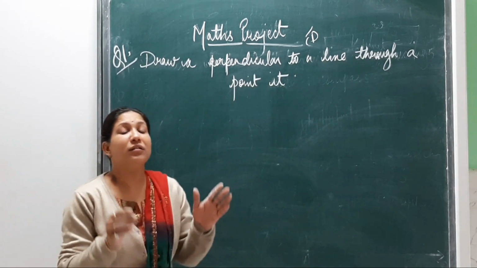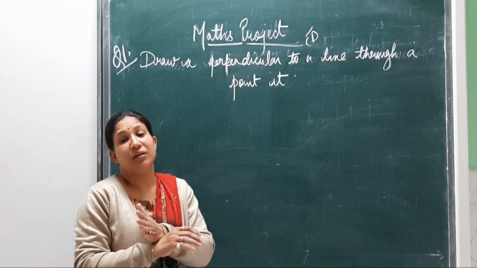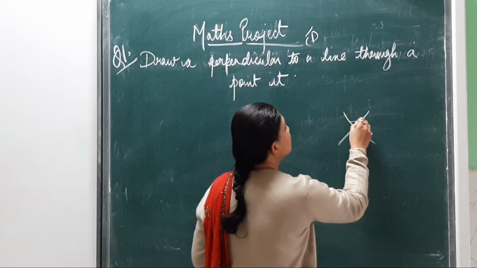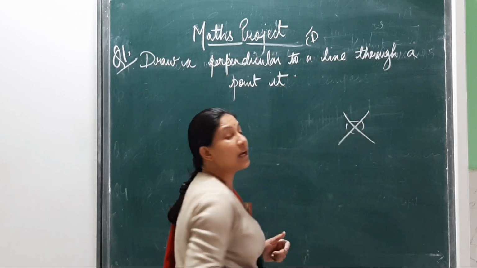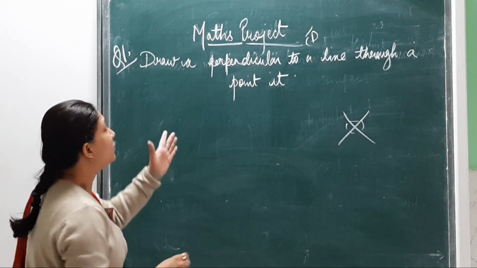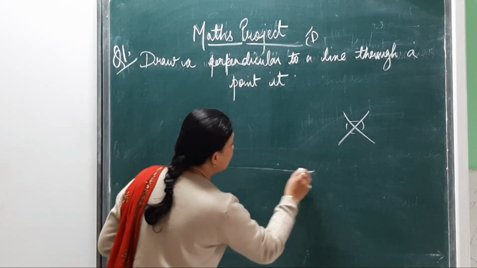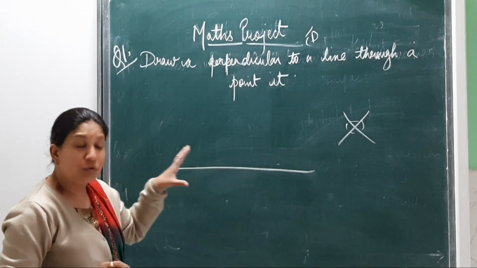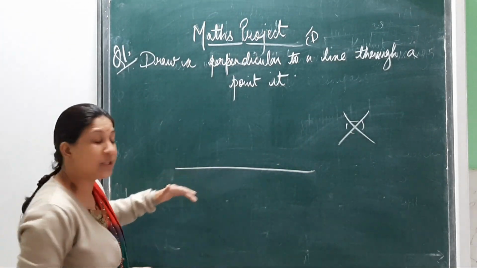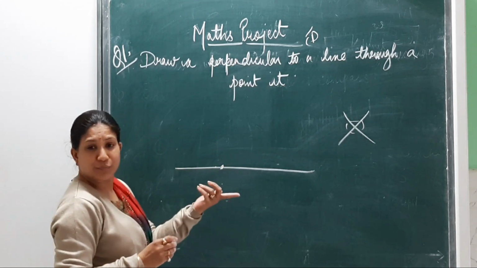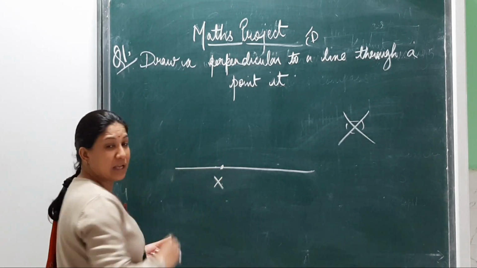Now first thing is, what do you mean by perpendicular? Perpendicular means when two lines intersect, angles are formed and these angles are right angles. Okay, this is the meaning of perpendicular. So first you have to draw a line, and what is the condition? When you draw a perpendicular from this line, there is one point P already. Take it as point P or point X, anything.